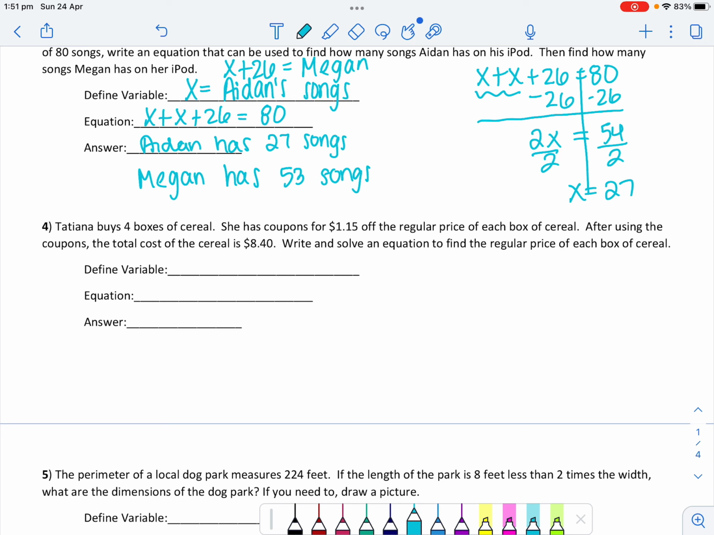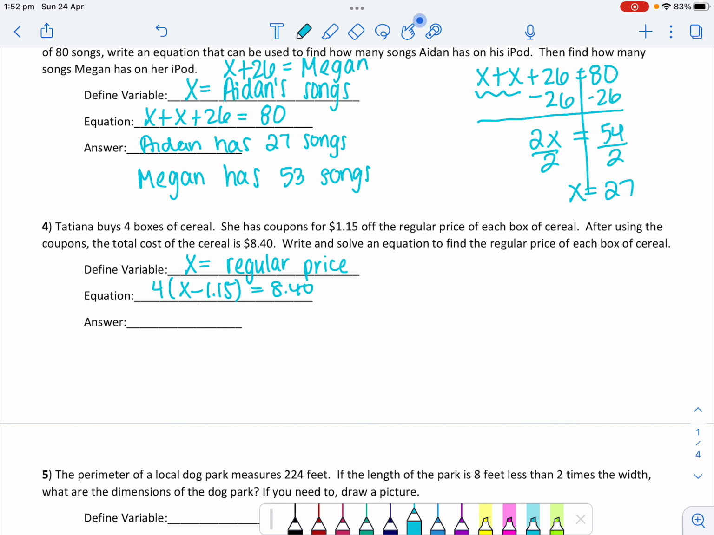Number 4 says Tatiana buys 4 boxes of cereal. She has coupons for $1.15 off the regular price of each box of cereal. After using the coupons, the total cost of the cereal is $8.40. Write and solve an equation to find the regular price of each box of cereal. So x is going to be regular price. And for my equation, I'm going to write 4 times x minus $1.15. This one is just like the boys going to the amusement park. I have to account for all 4 boxes of cereal is equal to $8.40.